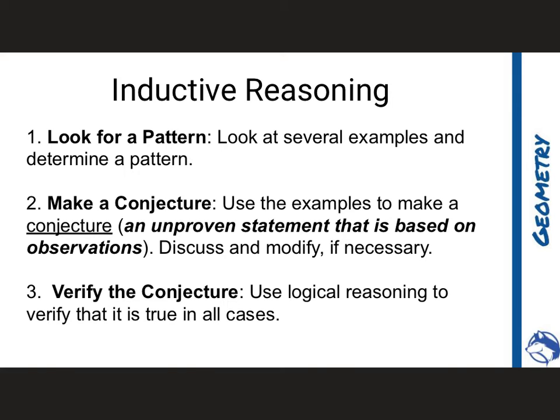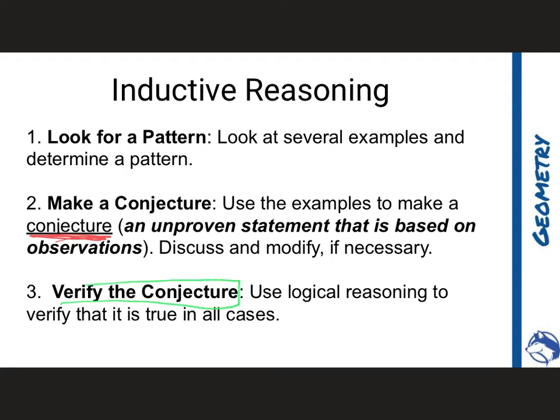Make a conjecture. So we're using the examples that we have to basically make a statement or make a guess at what we think is going to happen next. So an unproven statement that is based on observations, that's what a conjecture is. A conjecture is this bolded definition right here. So basically you can look at it and discuss it, and you might need to modify it as necessary. Now, the part that we're going to focus on for the rest of it is verifying the conjecture.